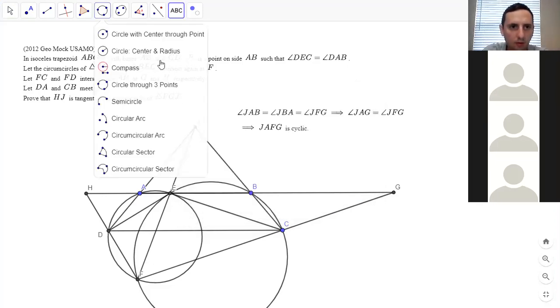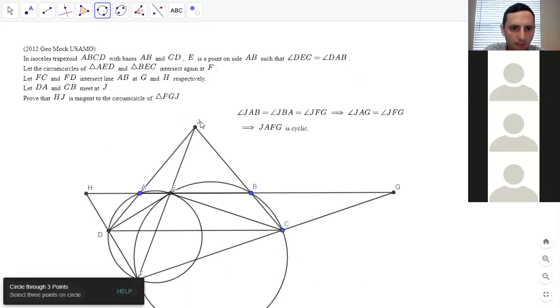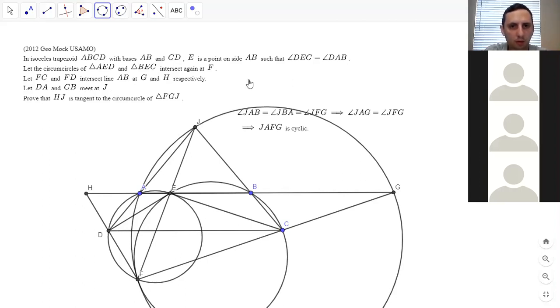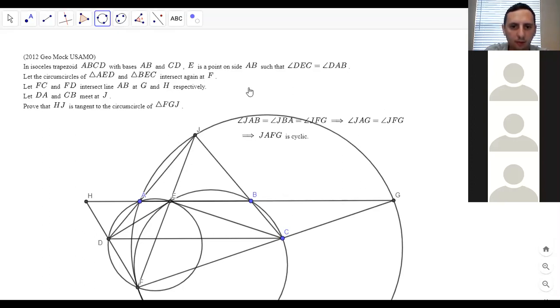Now, if we prove that HJ is parallel to DE, then we are done by angle chasing. Okay. Similarly, JBFH is cyclic.